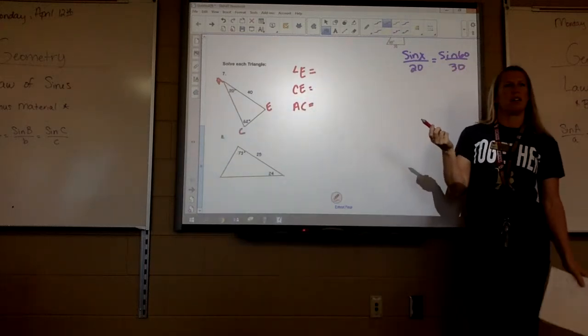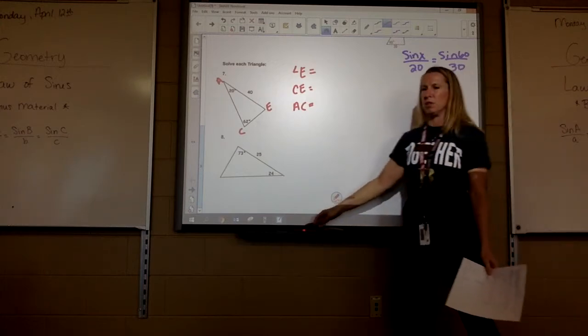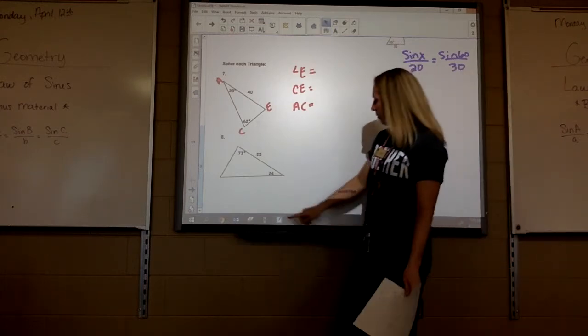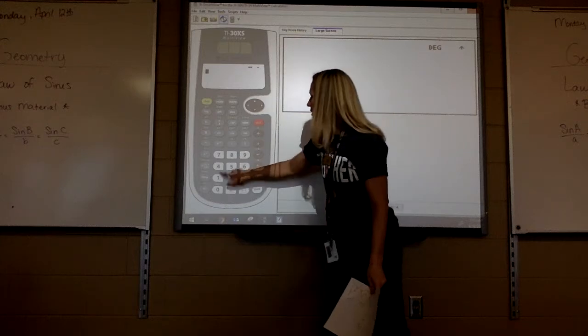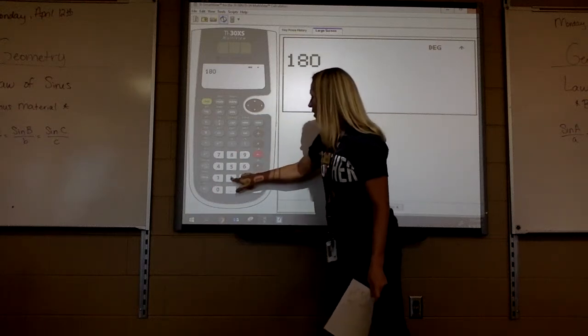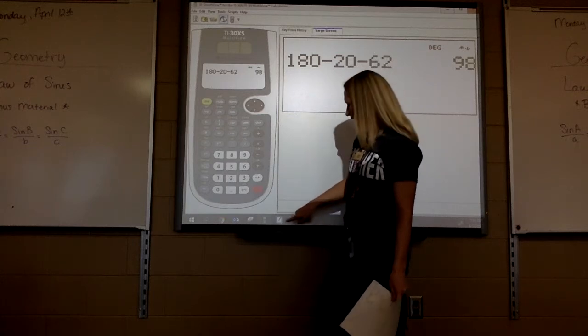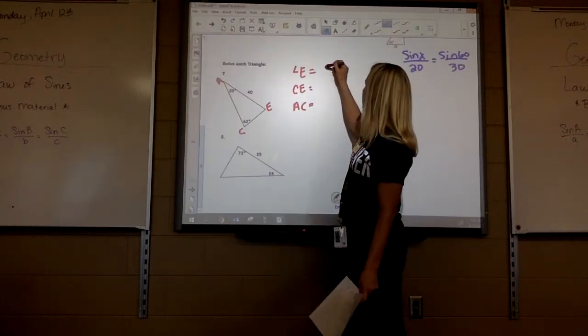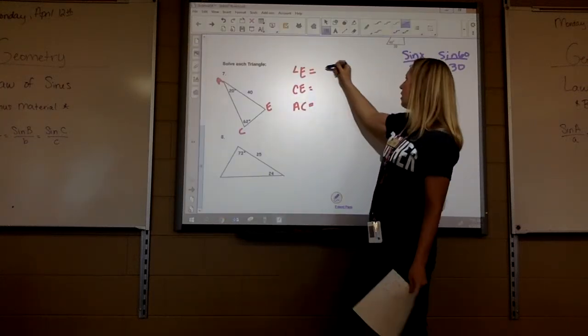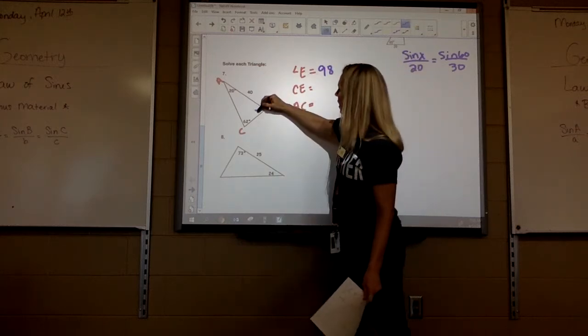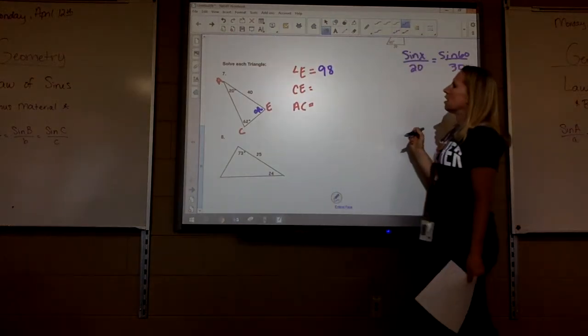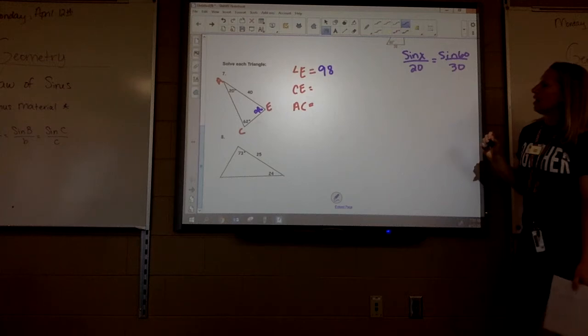How would I find angle E though? What do all the angles in a triangle add up to? So 180 minus 20 minus 62. 98. Put it in a different color. 98. So let's find side CE first.